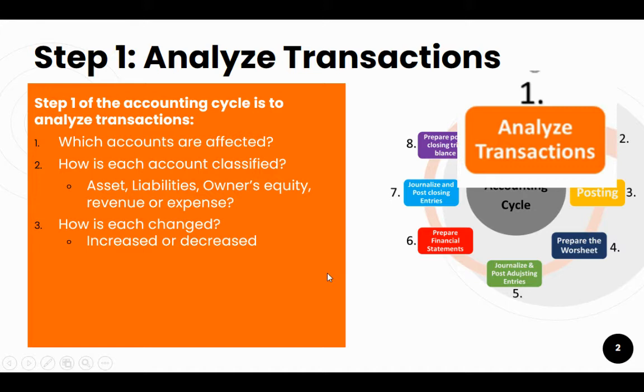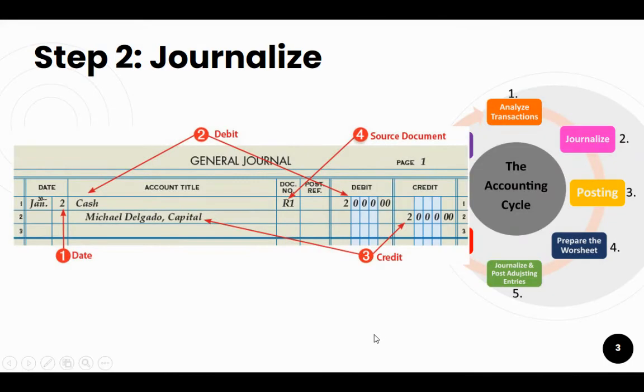Then you decide how are they changed? Do they go up or do they go down? And then you have to decide how it is entered as a debit or a credit. And so you are to the point now where most of those transactions that we've looked at, you just automatically kind of know what they are. But these are the actual steps we learned as we went through how we analyze our transactions.